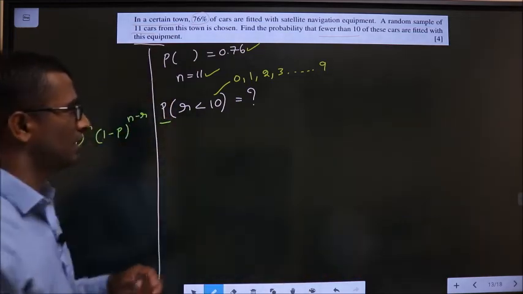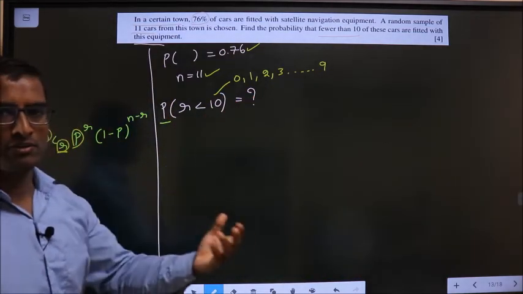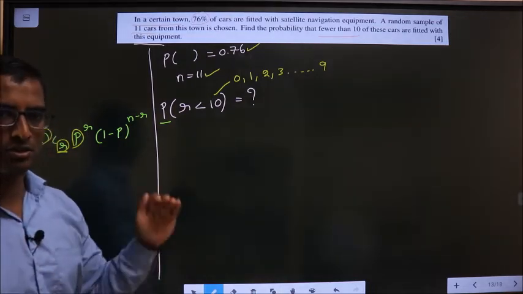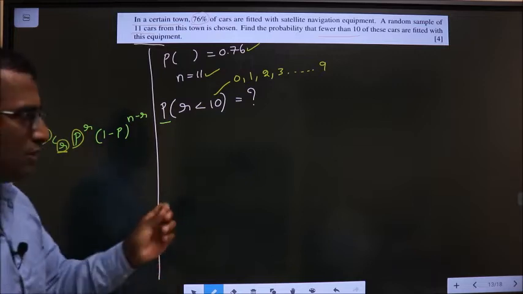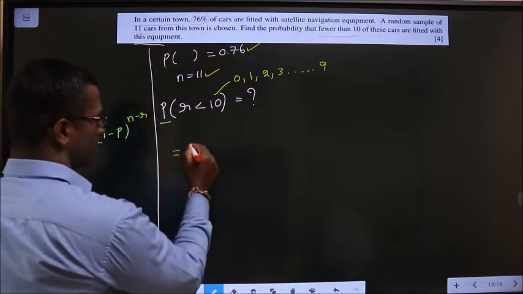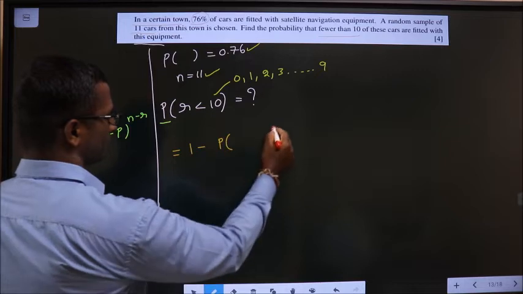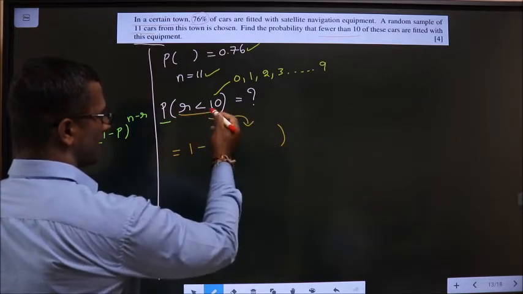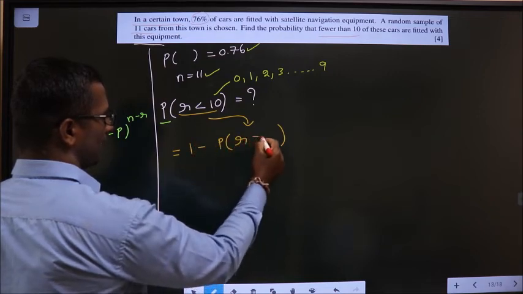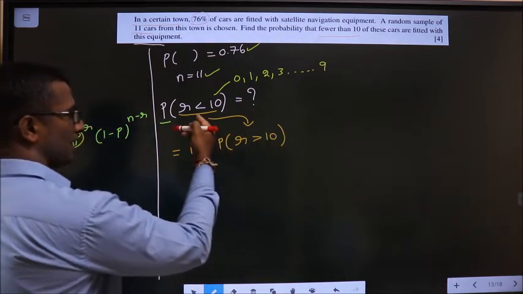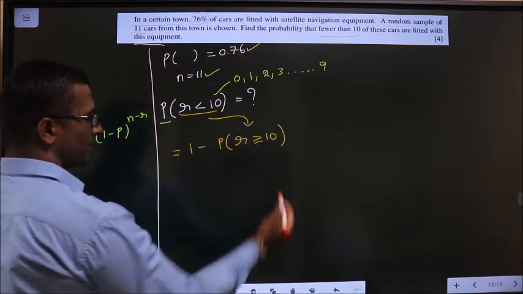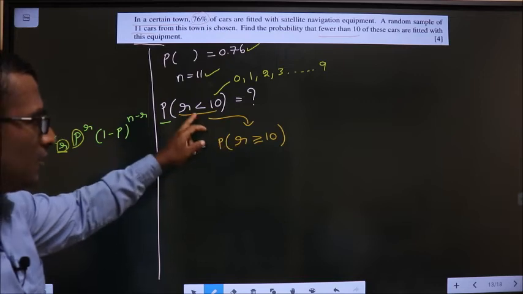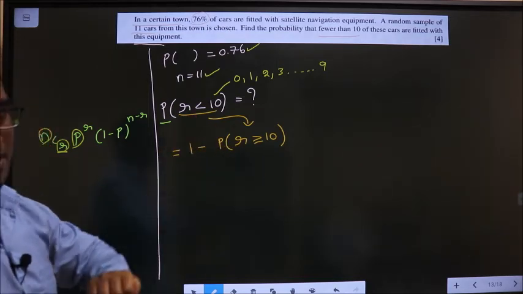Clear? Now, here I get many values for r. So my focus is to decrease the values for r. To do that, I should use 1 minus P of the opposite of this condition. Here r less than 10, make it r greater than or equal to 10. Here you don't have the equal to symbol, so here you put the equal to symbol. Is it clear? Opposite of this.